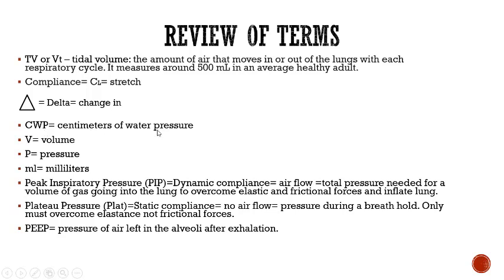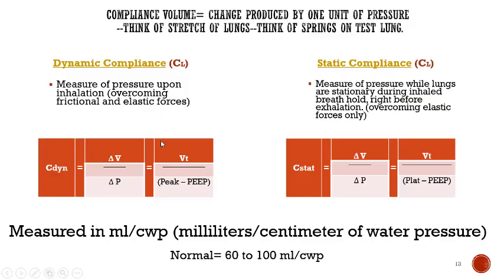CWP is centimeters of water pressure, and that is just the unit we're going to be using for all of our pressure numbers or pressure calculations. V equals volume, P equals pressure, ml is milliliters, and then this is just a synopsis of what we talked about with peak inspiratory pressure, plateau pressure, and PEEP. So for dynamic compliance, it's the measure of the pressure upon inhalation. It's overcoming your frictional and elastic forces. Change in volume over change in pressure. So you'll have a tidal volume over peak pressure minus PEEP.